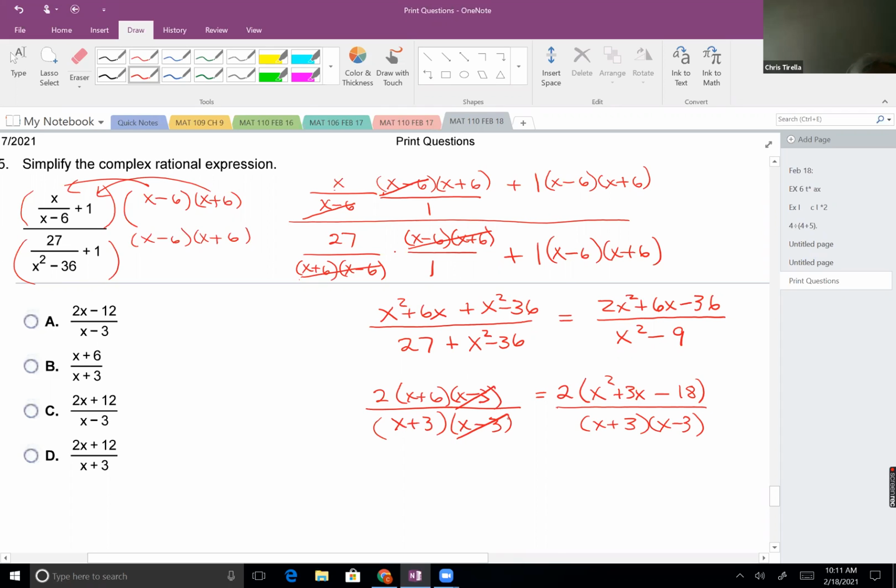And so it looks like we did distribute the numerator. 2x plus 12 over x plus 3. Choice D. How's that one?